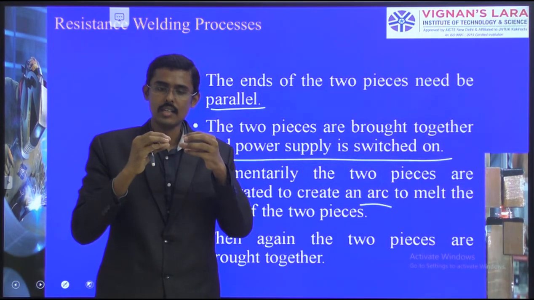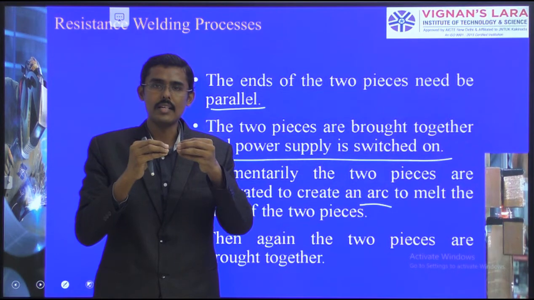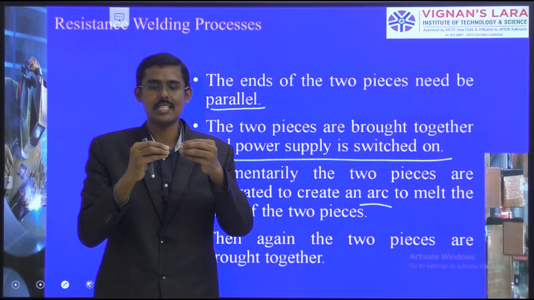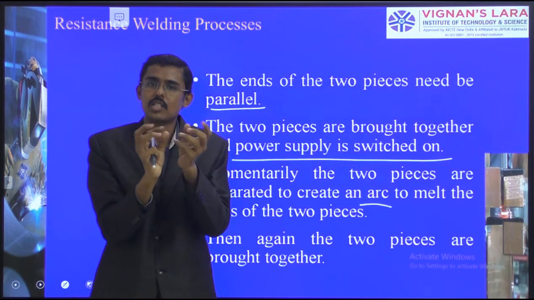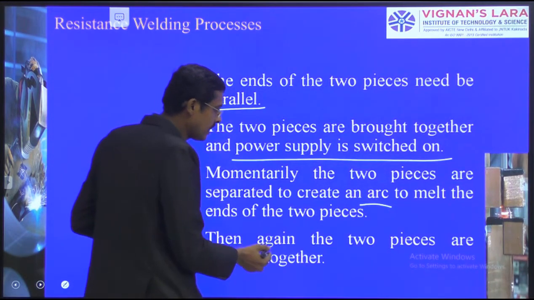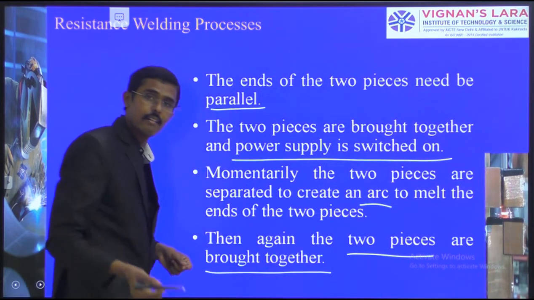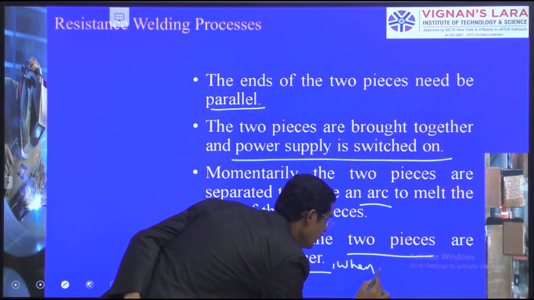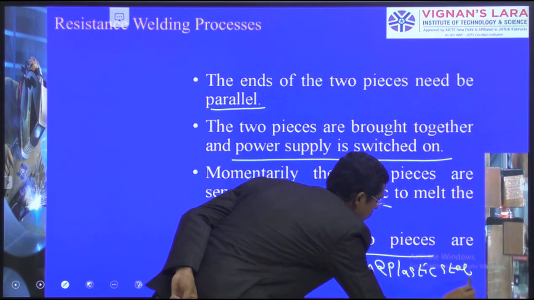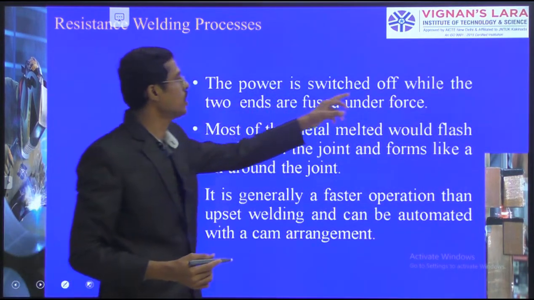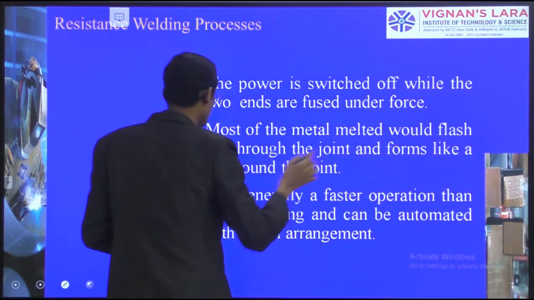In a simple flash butt welding, two work pieces are touched and the gap is maintained, and the arc is generated in between. The arc makes the melting, and after melting, at the softening or plastic stage, we press again. This pressing causes shortening of the work piece. No flux is added, but the shortening and welding are performed there. So again the two pieces are brought together when softened, at the plastic state. The power is switched off while the two ends are fused under the force. Most of the melted metal flashes out through the joint and forms the final rounds.